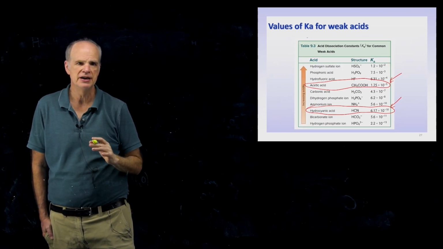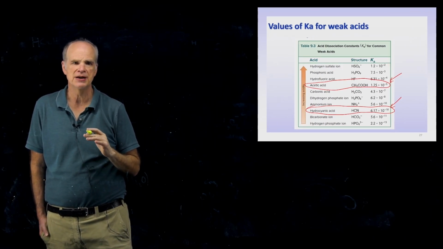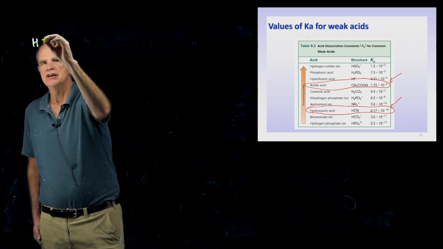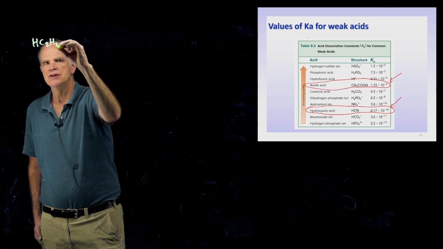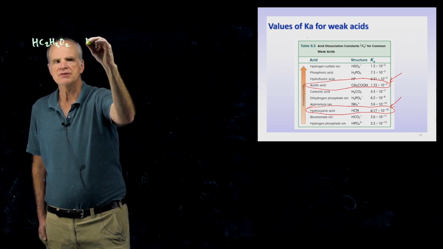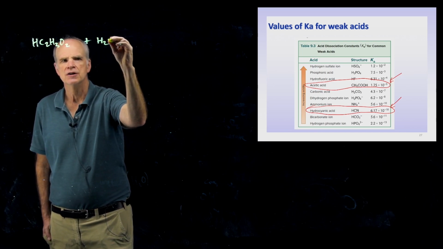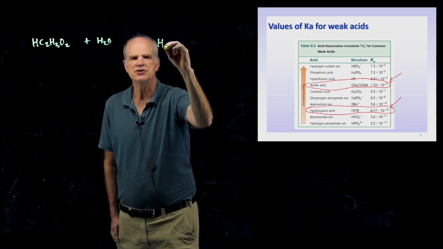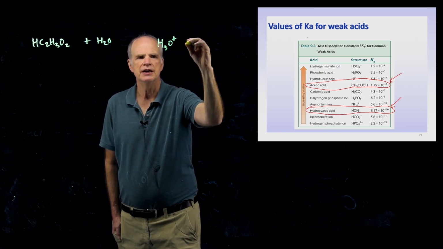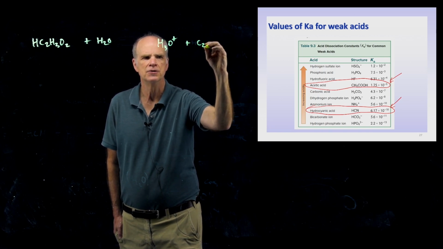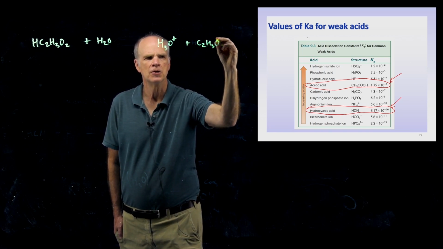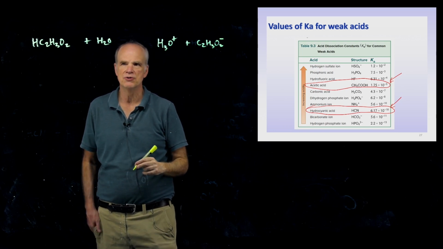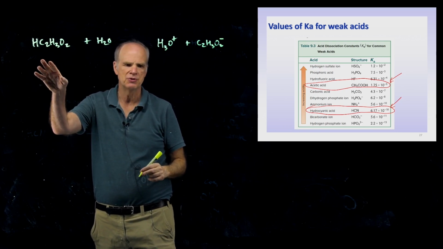Okay, so first let me go ahead and write the reaction describing how acetic acid reacts with water. The formula for acetic acid is HC2H3O2, and it'll react with water. I'm going to put the arrows here in just a second, and you'll get hydronium and acetate, like that.